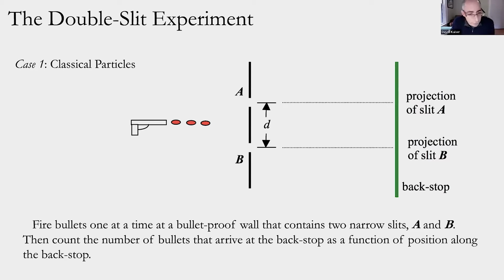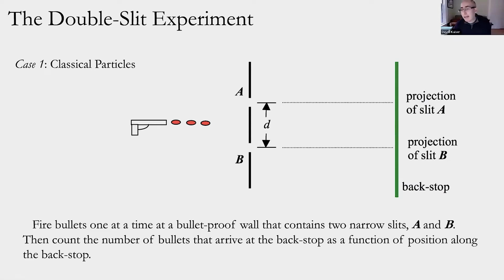So let's imagine first the behavior of classical particles. These could be baseballs or basketballs or bullets fired from a gun or any kind of projectile. Let's imagine we're firing bullets one at a time toward a bulletproof wall. This thick wall is meant to be bulletproof, and yet there are two narrow slits in the wall. We'll label those slits: this is slit A, this is slit B. The slits are a distance d apart.